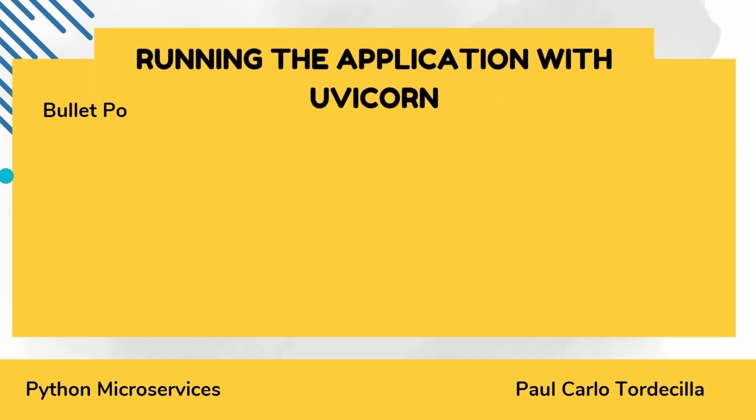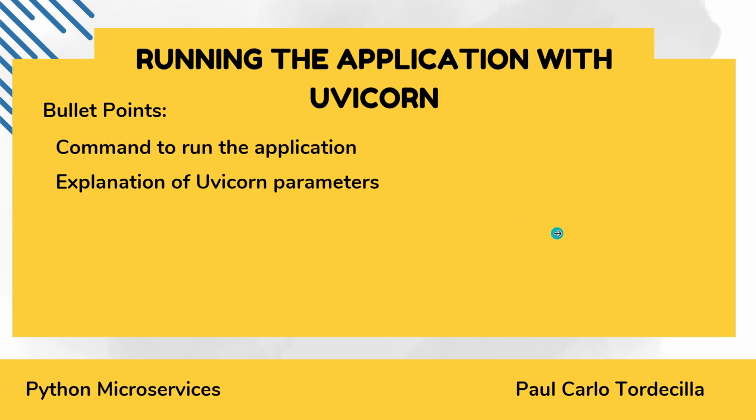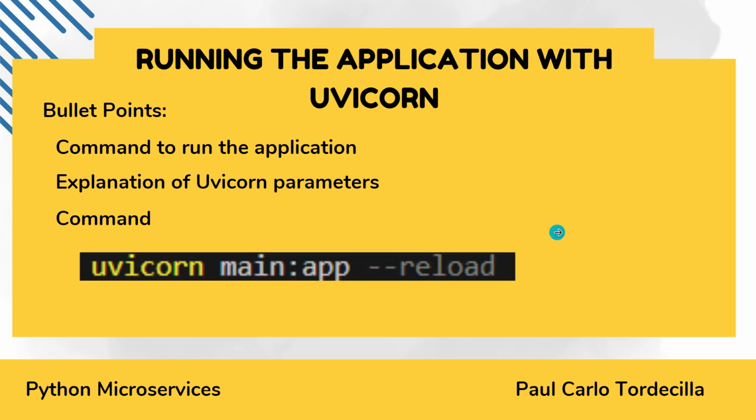To run your FastAPI application, use Uvicorn. The command is uvicorn main:app --reload. This tells Uvicorn to run the app instance from the main module. The reload flag enables auto-reloading for development, so the server will restart whenever you make changes to your code.